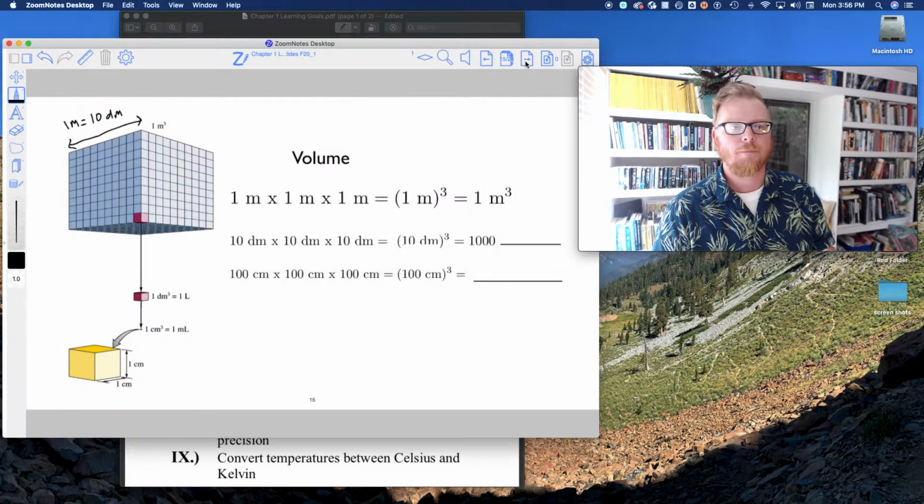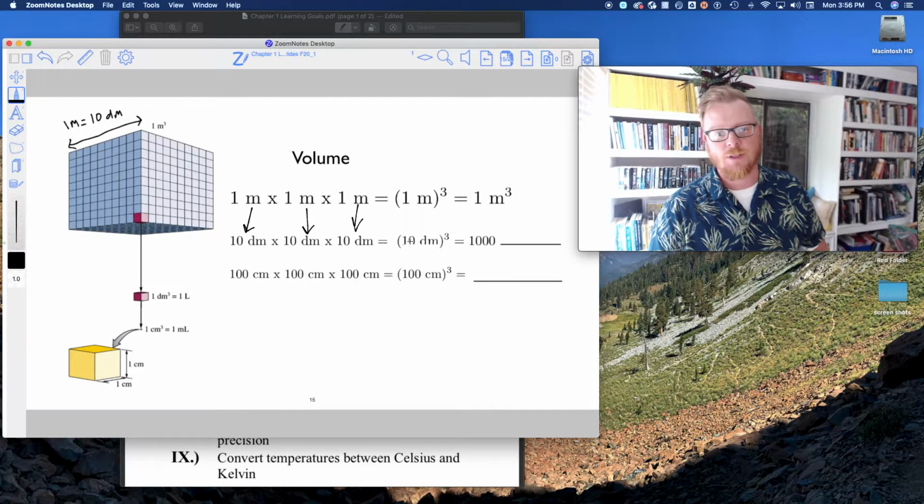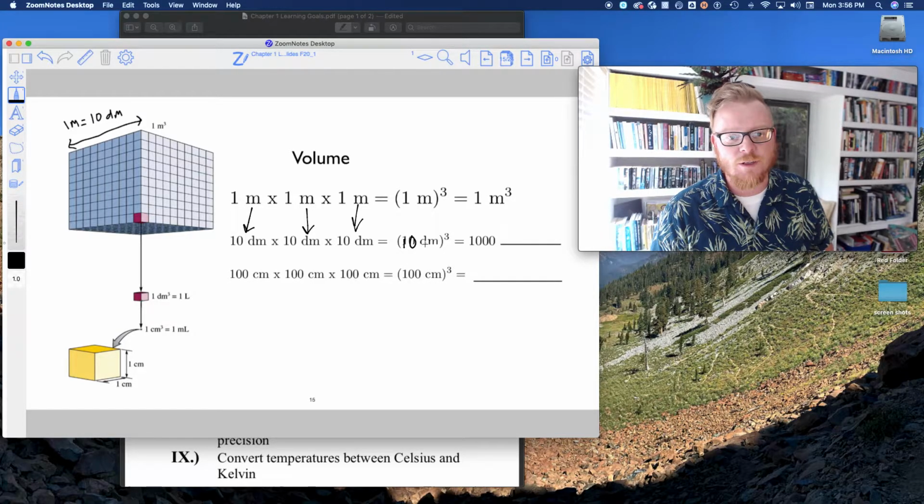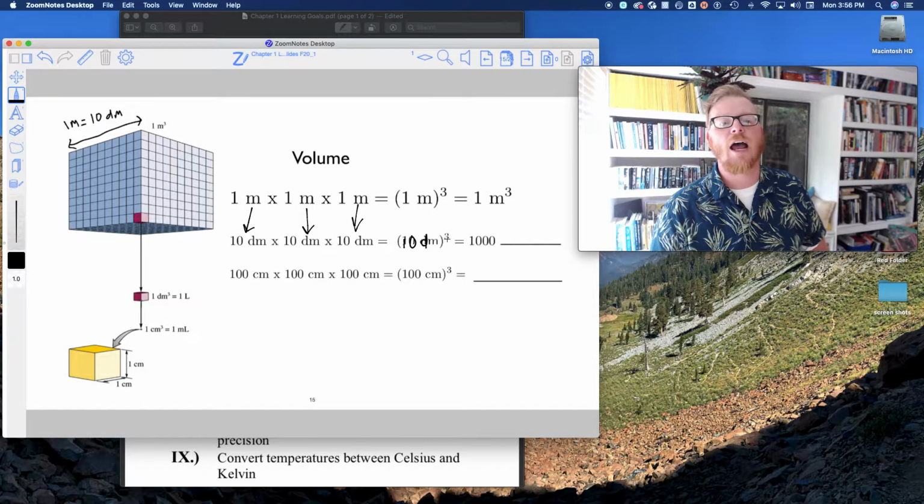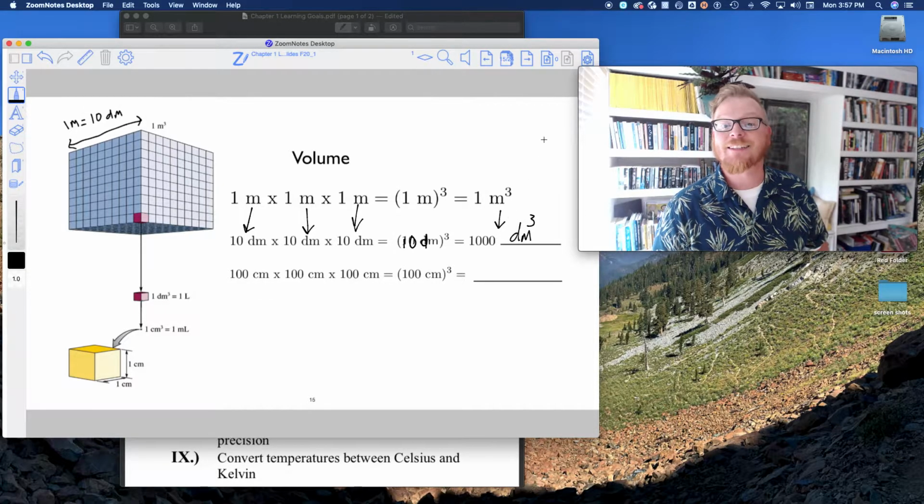Okay? So now you can see that 1 meter is the same as 10 decimeters. That meter is the same as 10 decimeters. And that meter is the same as 10 decimeters. Sorry, this got cut off a little bit, so that's 10 decimeters. And so now look, when I do this math, 10 cubed is 1,000, okay? But a decimeter cubed is a cubic decimeter. So 1,000 cubic decimeters is the same as 1 cubic meter.